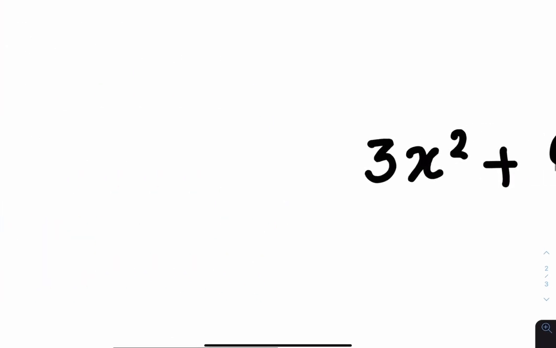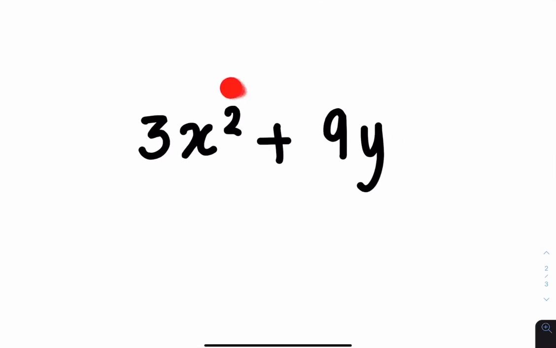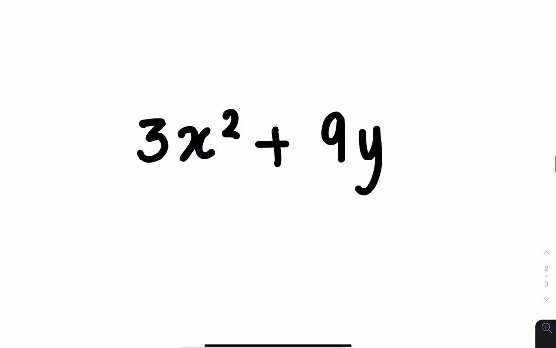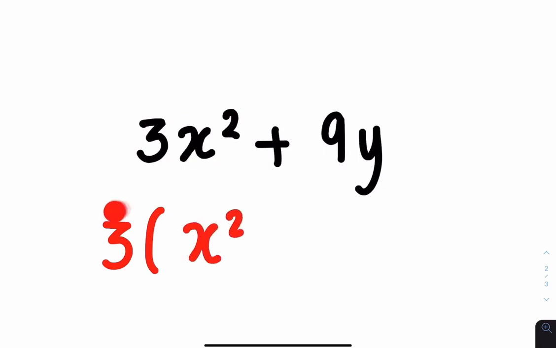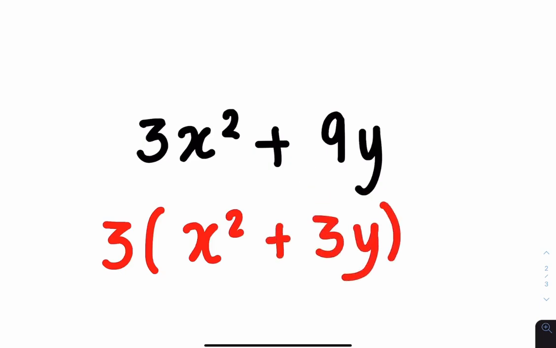Our next example. Again, the common factor for both of these is 3 because they both can be divided by 3. 3 multiplied by what gives you 3x squared, will just be x squared. And 3 multiplied by what gives you 9y, it will be plus 3y.